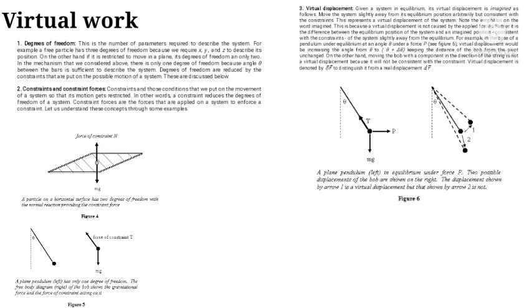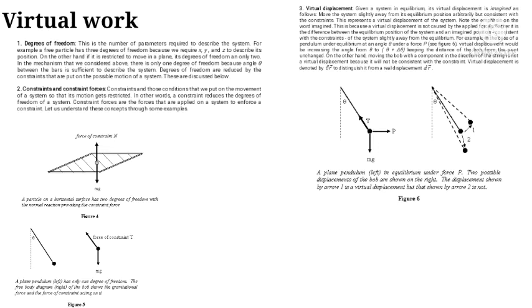In the mechanism that we considered above, there is only 1 degree of freedom because the angle theta between the bars is sufficient to describe the system. Degrees of freedom are reduced by constraints, which limit the possible motion of a system. This is described below.